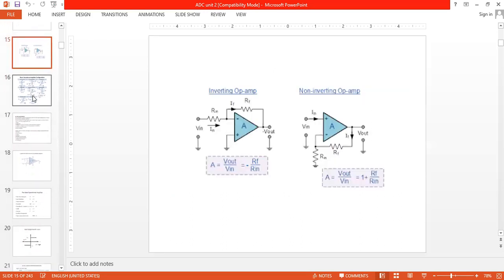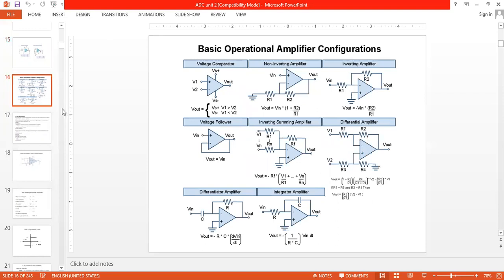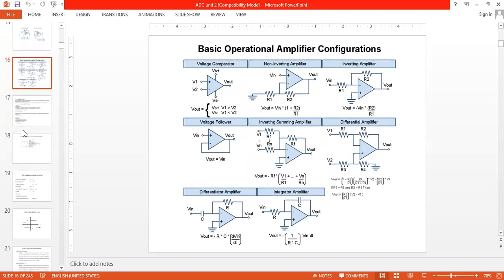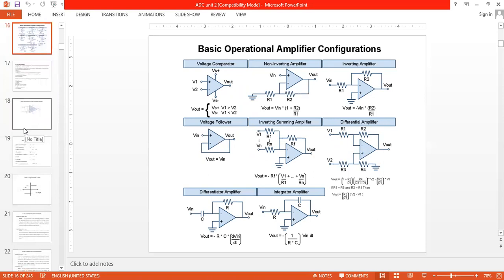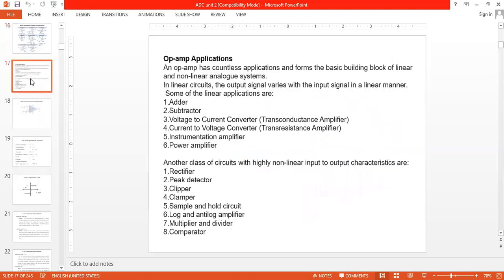This is the basic construction of the inverting amplifier and non-inverting amplifier. Inverting amplifier means we are giving input to the inverting terminal. Non-inverting means we are giving input to the non-inverting terminal. These are the different configurations of the operational amplifier. We can use it as a voltage comparator, non-inverting amplifier, inverting amplifier, voltage follower, inverting summing amplifier, differential amplifier, differentiator, and integrator. So these are the applications.